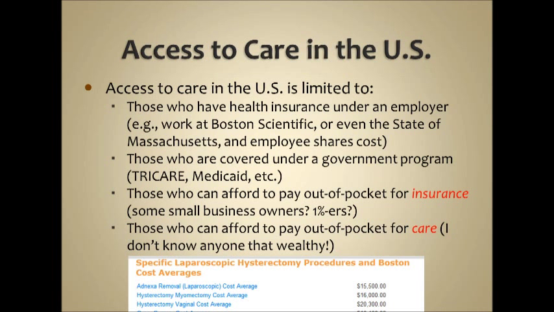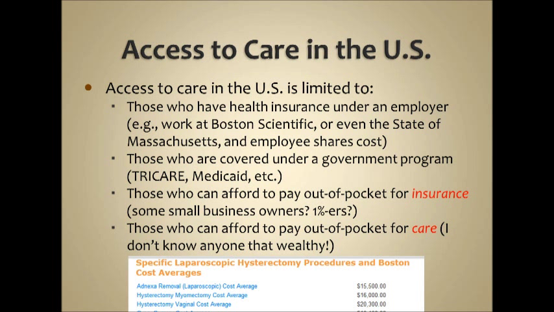Access to care in the United States is a big topic because it's not a topic in any other country. So we really can't look at that as a topic. We have to research this access to care problem we have all by ourselves. Access to care in the U.S. is limited to those who have health insurance under an employer. So in order to do that, you have to be able to work. It is also limited to those who are covered under a government program. So you could join the Army or the Navy and get TRICARE, or you could become destitute and try to get on Medicaid.